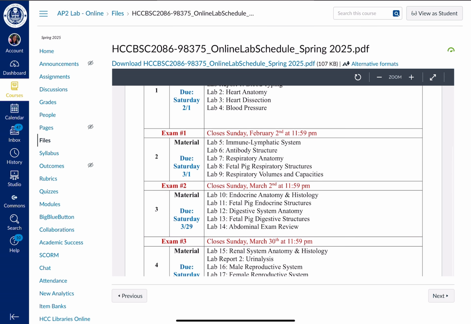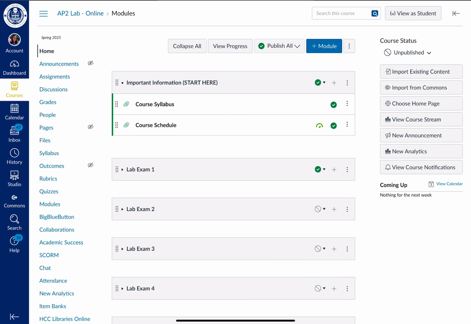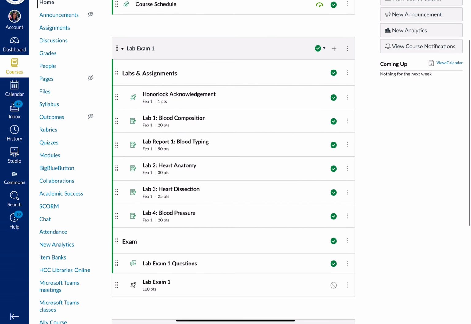Everything's listed here, what's going to be on there and when the exams will close. And like I said, I'm hoping to have all the lab exams up within the next 2 weeks, so they'll be open to you at that time. You don't have to wait for a certain open date. You just need to make sure that you complete them by the due date. So let's take a look at the labs themselves.